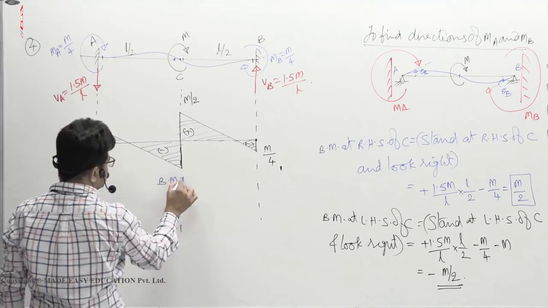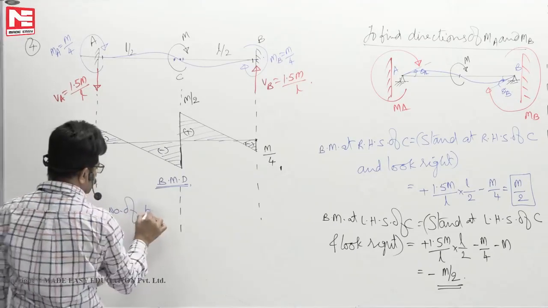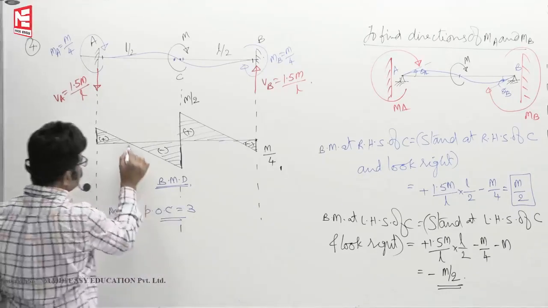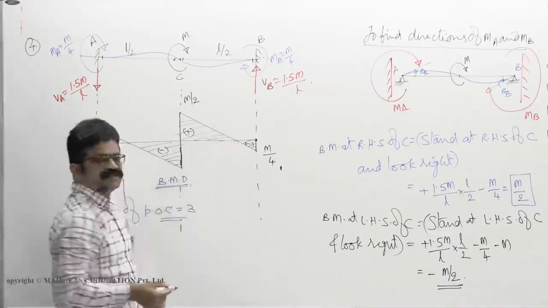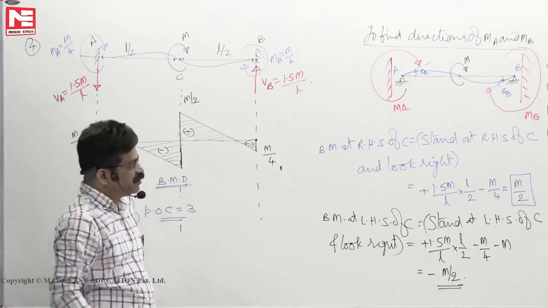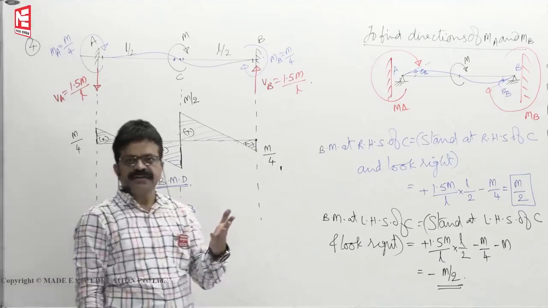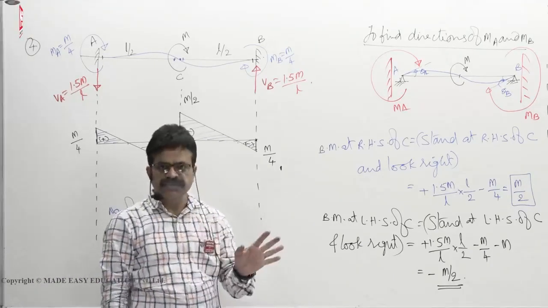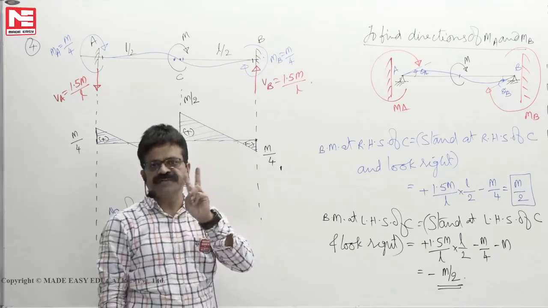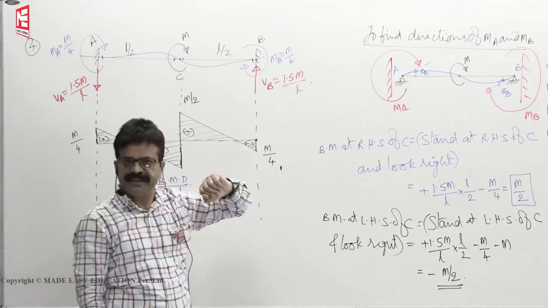How many points of contraflexure are there? Number of points of contraflexure in this case are 3. 1, 2, 3. 3 places where moment changes its sign. That means for fixed beams, for all types of loading, the number of POC are not 2. See, if point load is there, UDL is there, number of points of contraflexure are 2. But if a moment is there, number of POC will become 3.